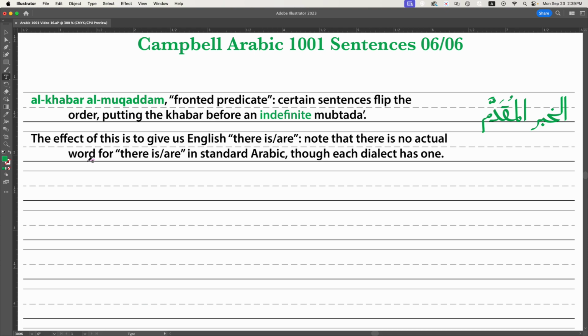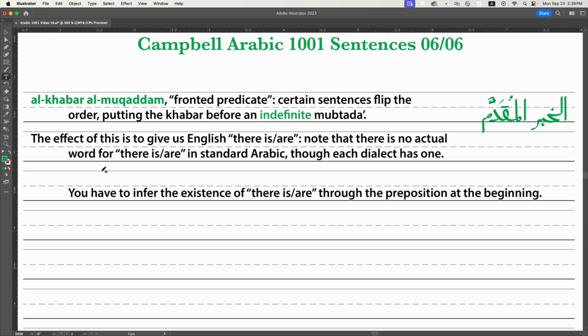The effect of this is to give us English there is, there are, even though there is no actual word for there is, there are in standard Arabic. All of the dialects have their own word for it, and they're going to work more or less like English does. But formal Arabic, standard Arabic, works by this backward order of sentences. It's really not all that difficult to learn. It's just a little bit weird at first.